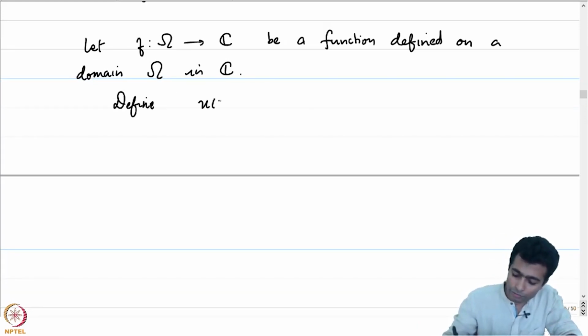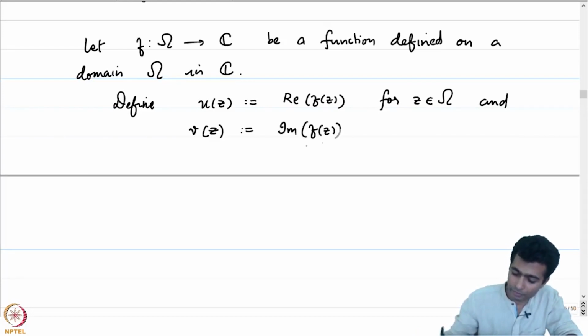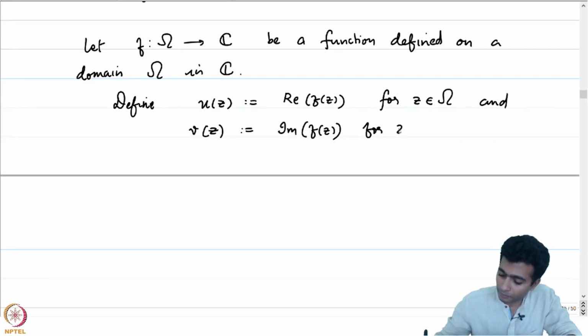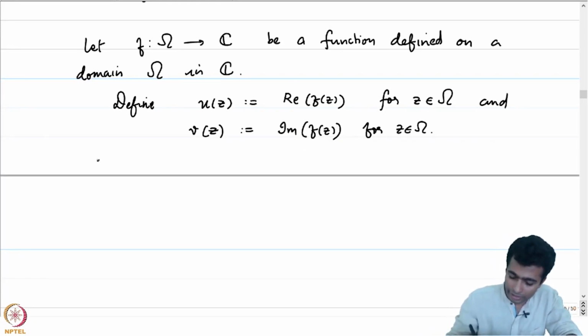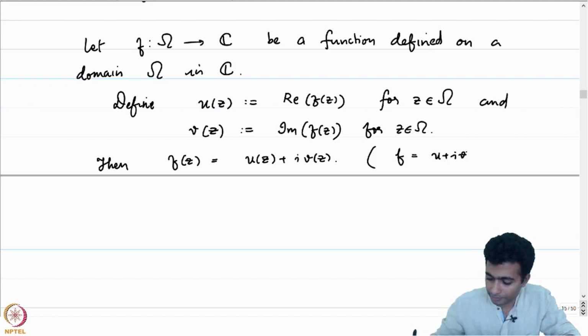Define u of z to be the real part of f of z for z in omega, and v of z is defined to be the imaginary part of f of z for z in omega. Then we can write f as u of z plus i times v of z, which is sometimes captured by the expression f is equal to u plus iv.